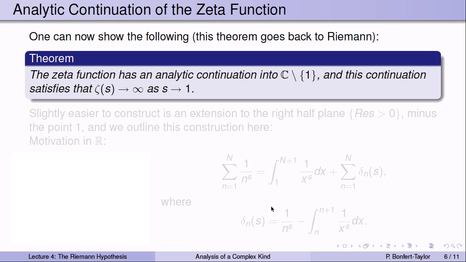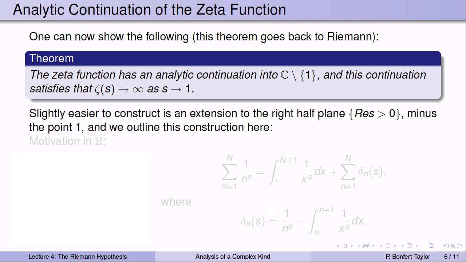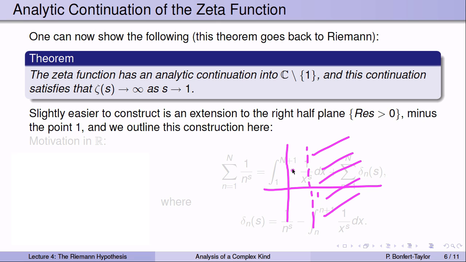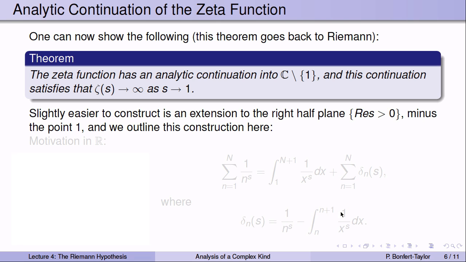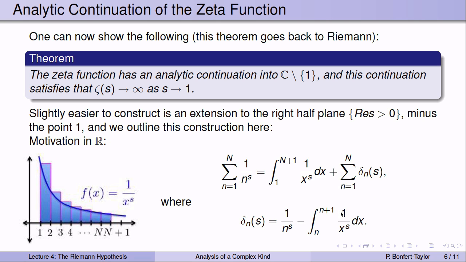The proof is not easy, but a slightly easier construction is to just construct an extension to the entire right half plane. So again, here's a picture. The zeta function as of now is defined for s greater than 1, and we can actually give a construction that shows you can define it for s greater than 0, again except at the point 1. So that construction is slightly easier, and we'll outline it here. Again, a motivation in R first.